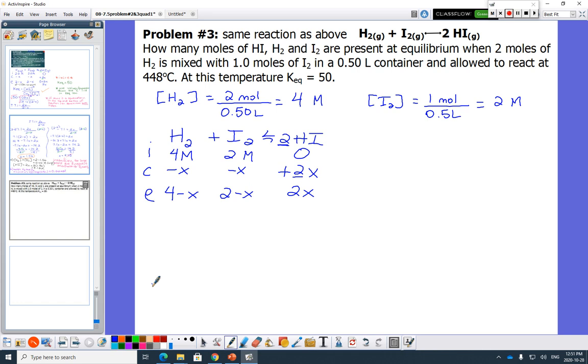But we don't know anything at equilibrium. It does say KEQ is 50. So we're going to use that number again. We're going to write out the equilibrium law again to get full marks. We're going to fill it in.